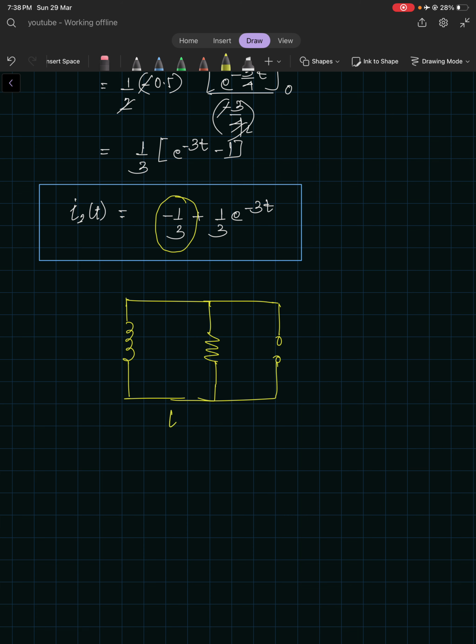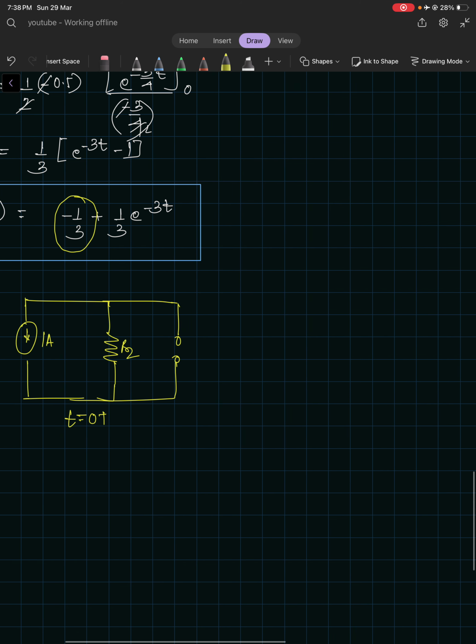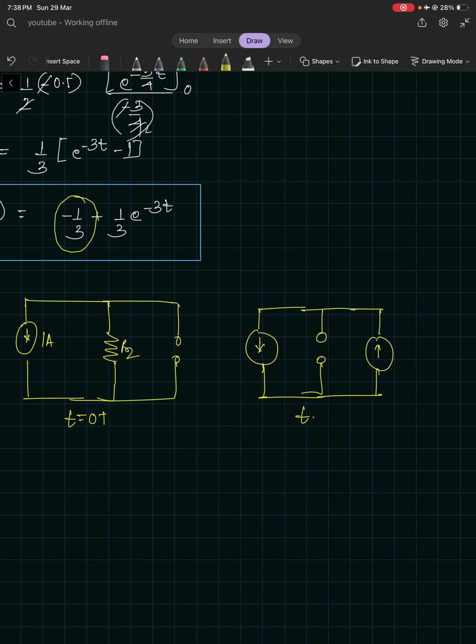This was at t is equal to 0 plus, right? This was 1 ampere, this was R2, and no current was flowing through this. Now at t is equal to infinity, no current was flowing through the resistor. You see at t is equal to infinity, this is 1 by 3 and this is 1 by 3.